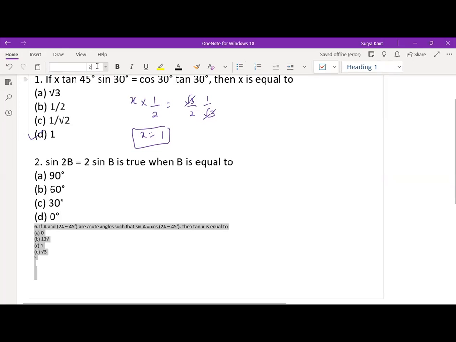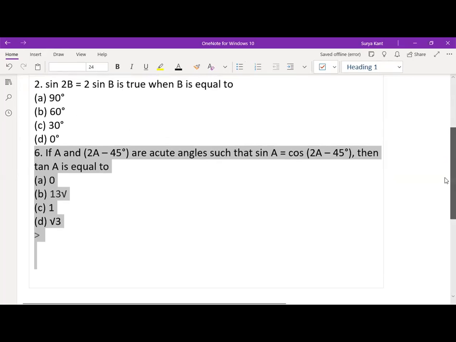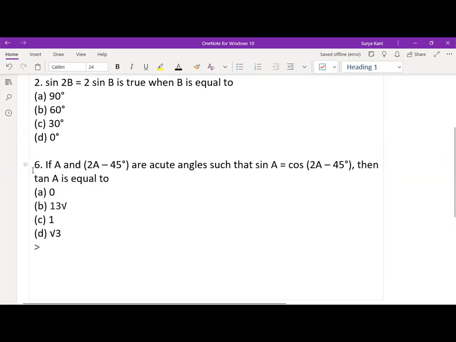You can see the question. Solve this. If A and 2a minus 45 degree are acute angles such that sine A is equal to cos of 2a minus 45 degree, then what is tan A? Is it 1 by root 3? This is 1 by root 3.